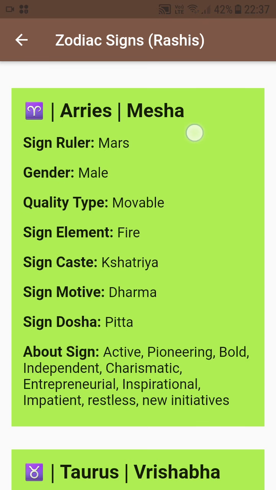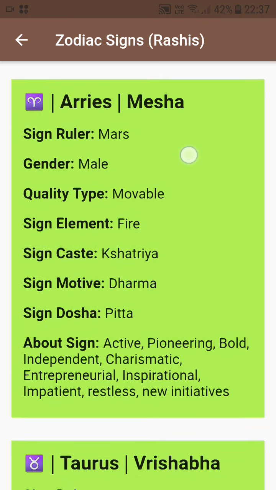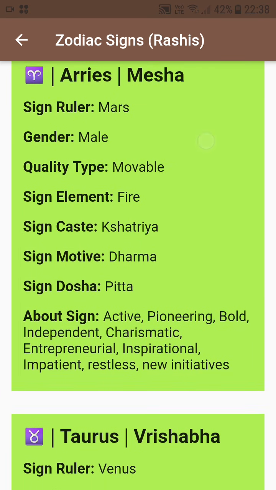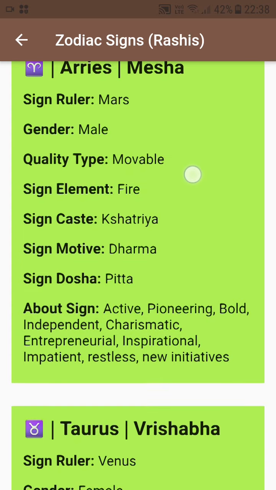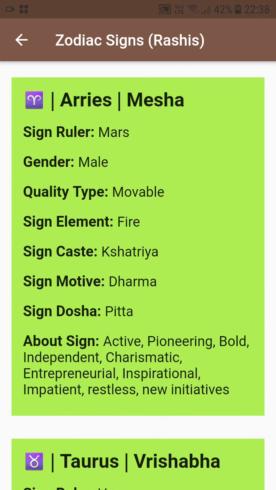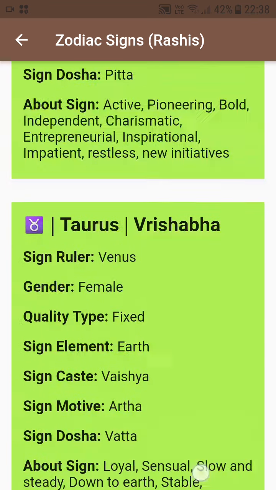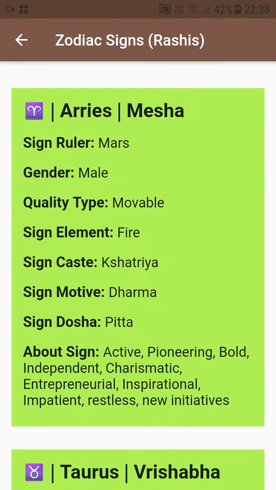So Aries, which is Mesha, ruled by Mars, is a male gender. The quality of this Rashi is movable. So Rashis are movable, and then fixed, and then dual. Yeah, so there are 3 types of quality: movable, dual, and fixed. So this Rashi is a movable Rashi.